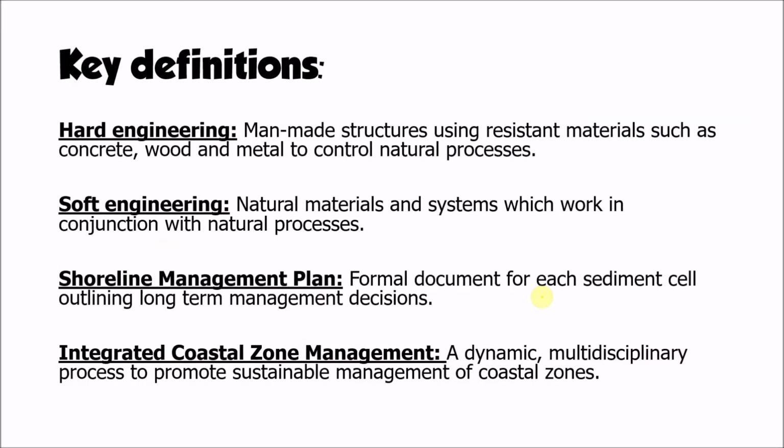A couple of key definitions to be aware of here. In this video, we're going to be mainly focusing on hard and soft engineering. Hard engineering looks at the use of man-made structures using resistant materials such as concrete or wood and metal to, and this is a really important word here, control natural processes. Hard engineering is very much about trying to battle against natural processes and prevent erosion and prevent flooding.